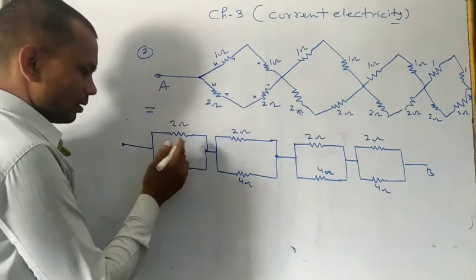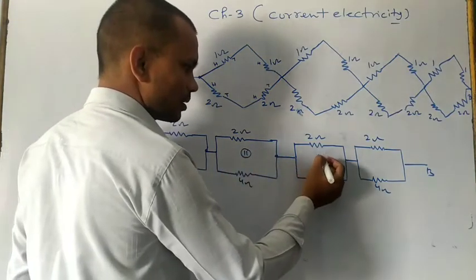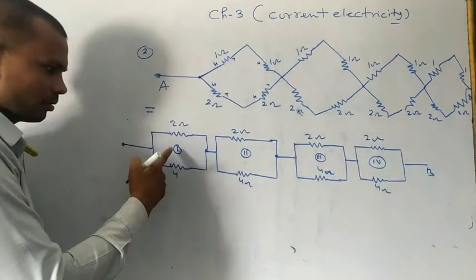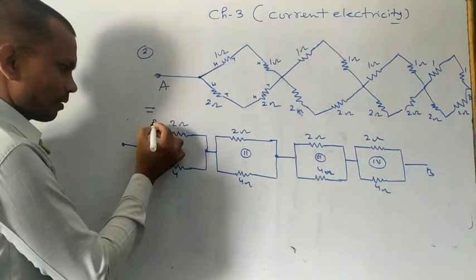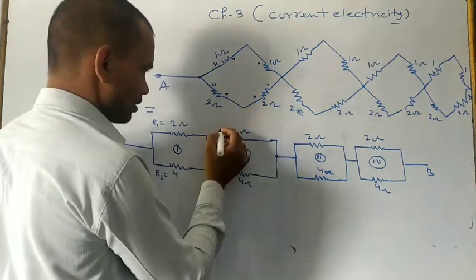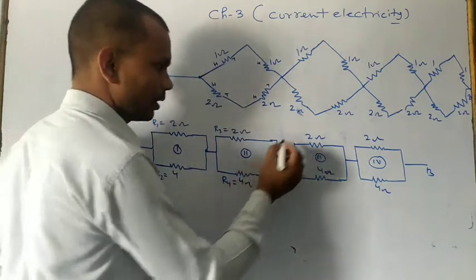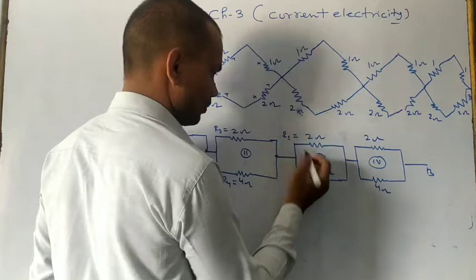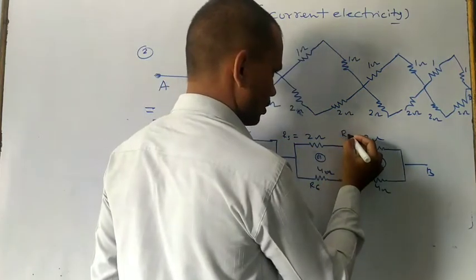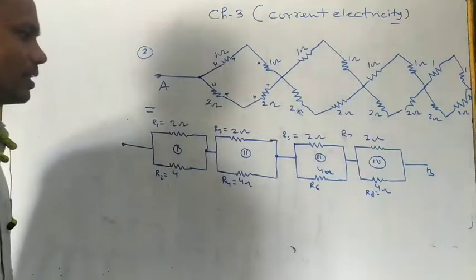Suppose this is the first network, this is the second one, this is the third one, and after this is the fourth one. Suppose here this is R1, this is R2, this is R3, this is R4, this is R5, this is R6, this is R7, and then this is R8, right? Total 8 resistances are there.